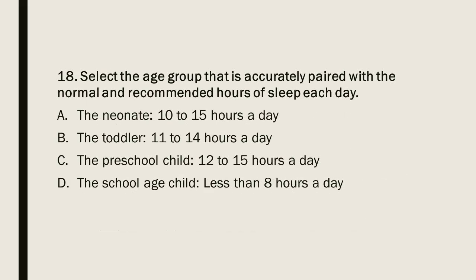18. Select the age group that is accurately paired with the normal and recommended hours of sleep each day. The neonate, 10 to 15 hours a day. The toddler, 11 to 14 hours a day. The preschool child, 12 to 15 hours a day. The school-age child, less than 8 hours a day.